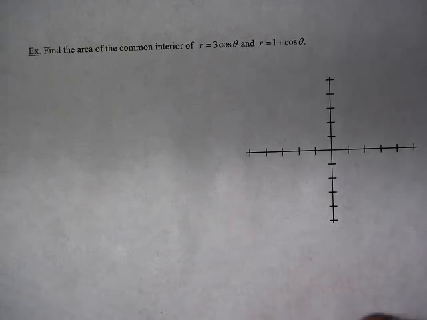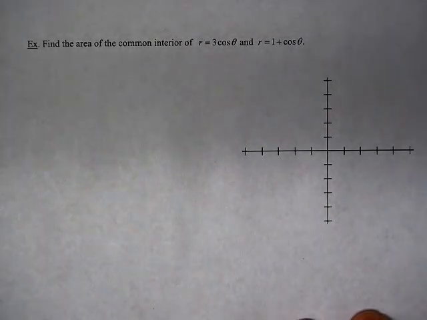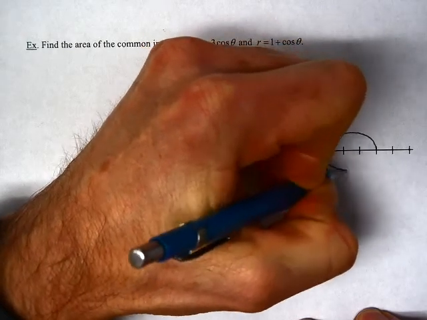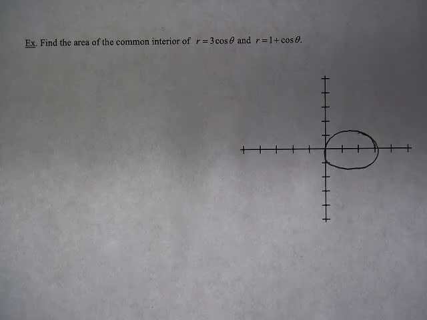It's going to be to the right of the y-axis, and it's going to have x-axis symmetry because we're dealing with that cosine there. So I have a circle there.